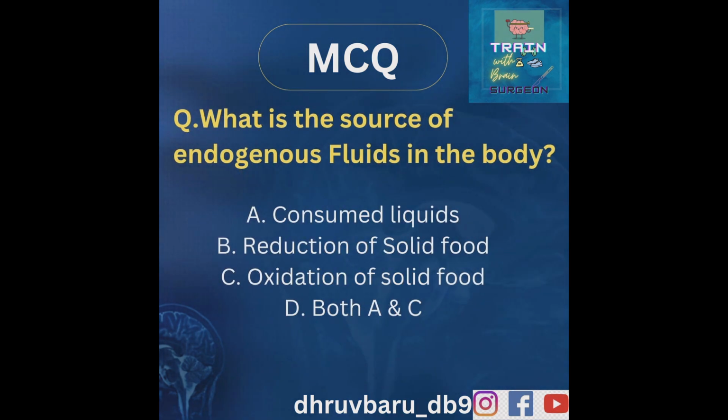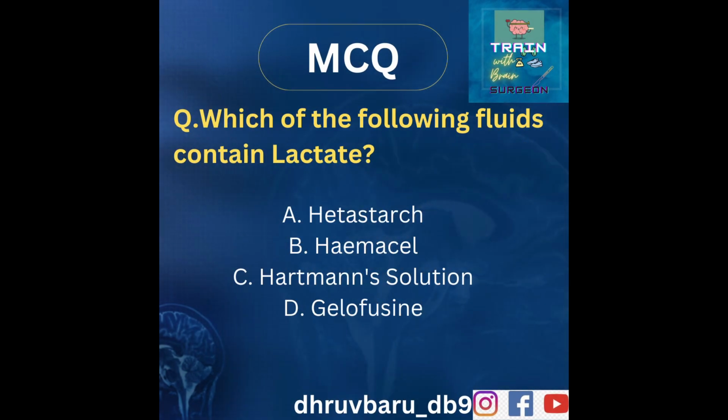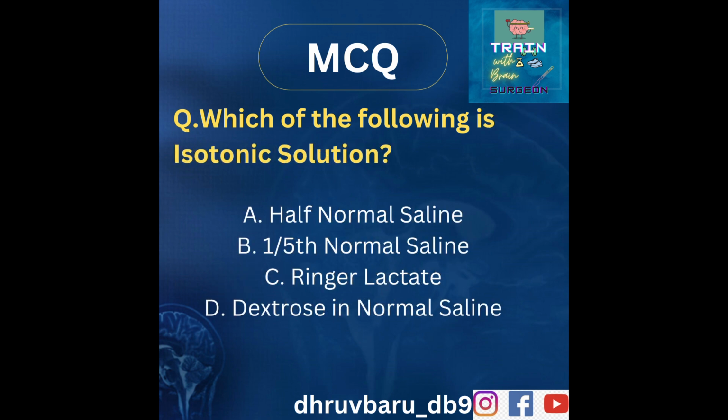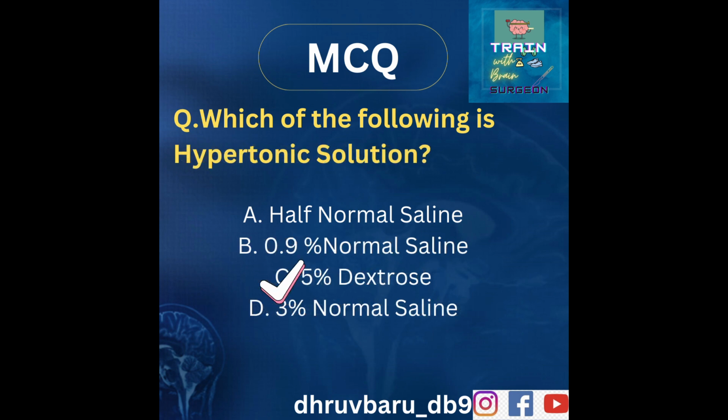What is the source of endogenous fluids in the body? The answer is oxidation of solid fluid. Which of the following fluid contains lactate? The answer is Hartmann's solution. Which of the following is isotonic solution? And the answer is C, Ringer lactate.